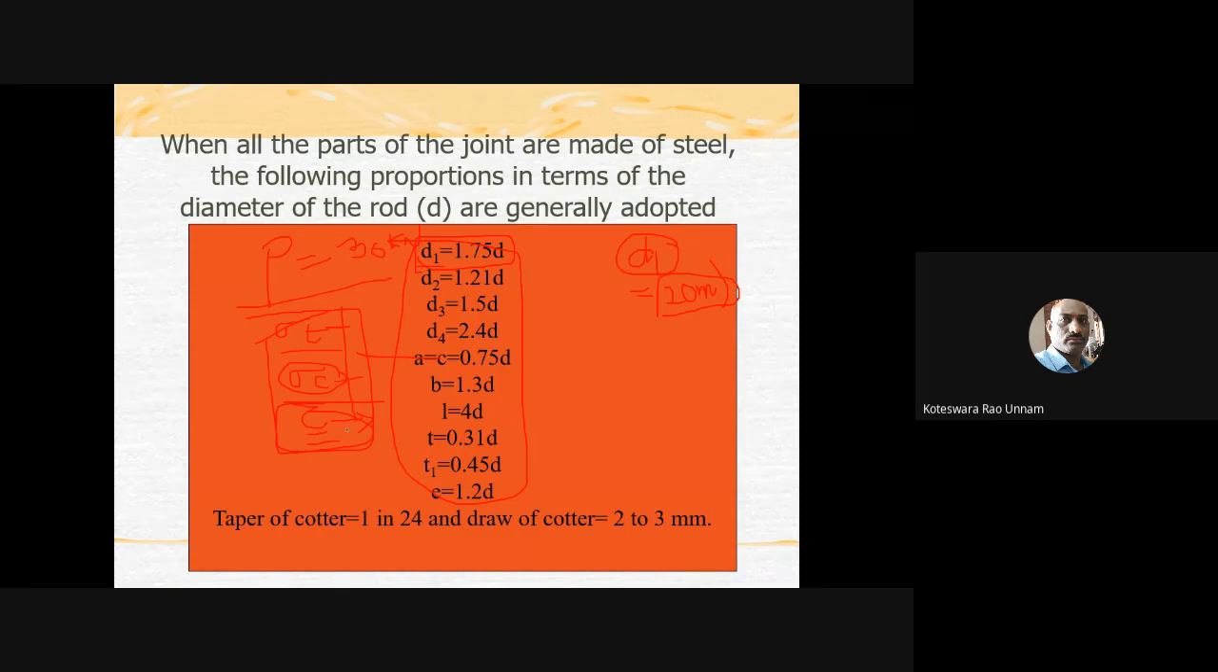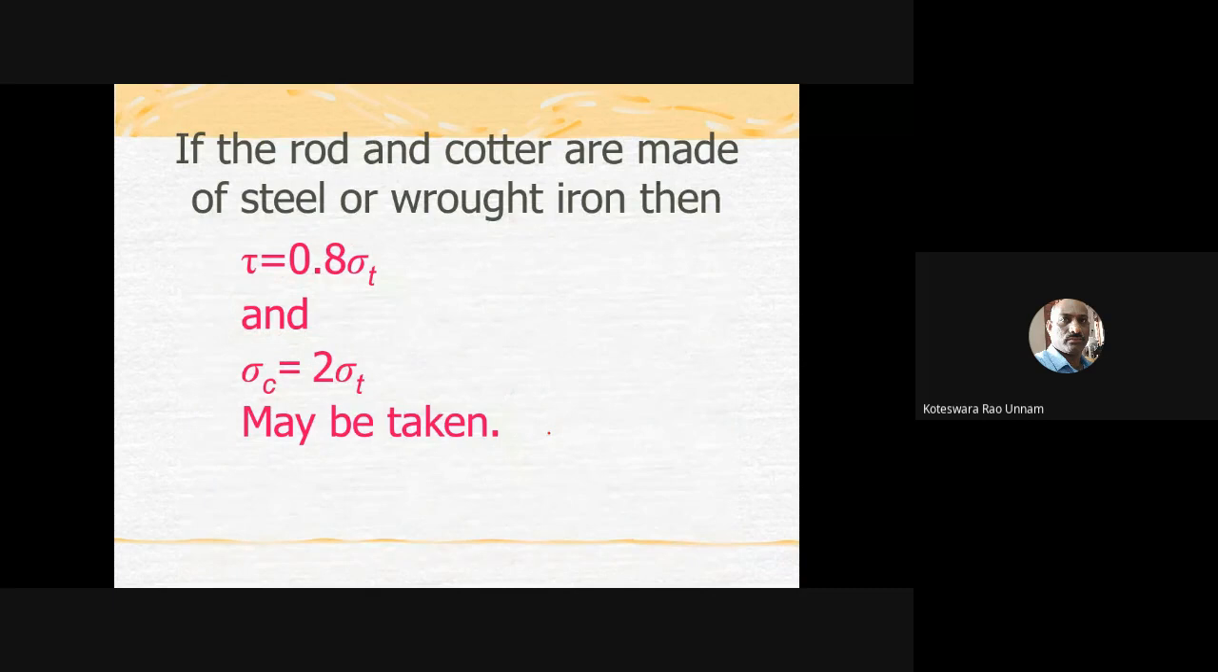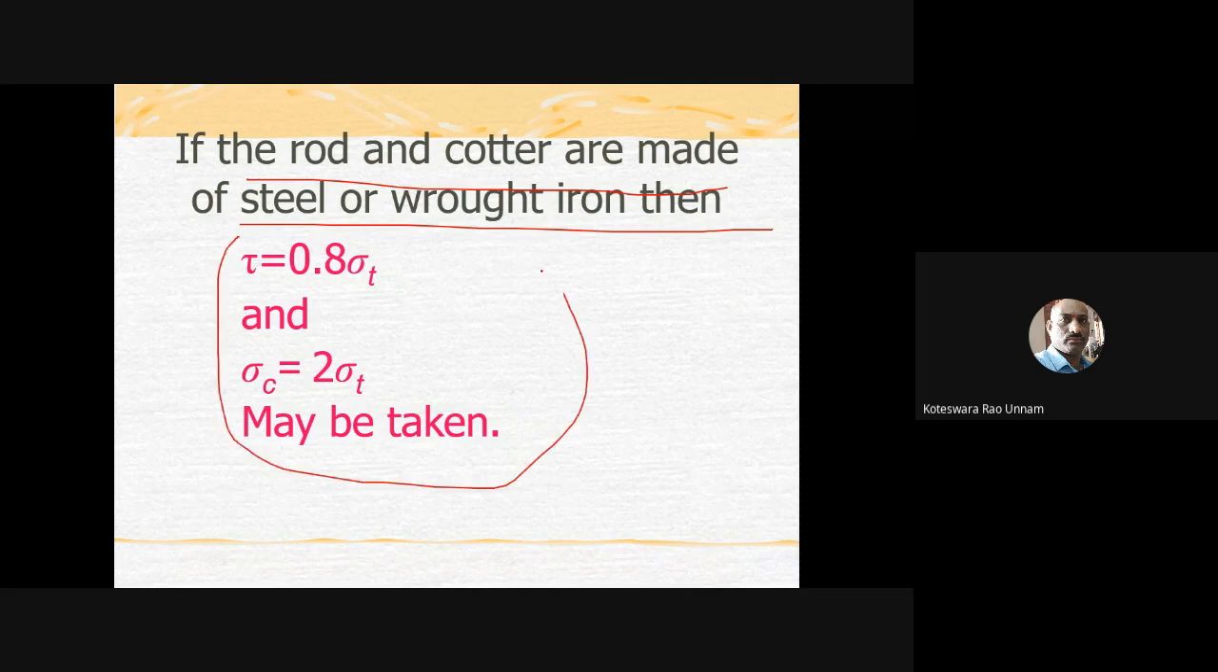So you have to use the data book and pick the value from the data book, because in the data book this data is available for all the materials. The material properties are available. So if the rod and cotter are made of steel or wrought iron, then these are the relations you can take. Only sigma T you can take from the data book.